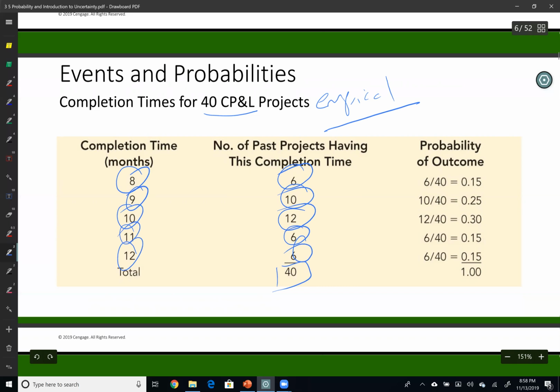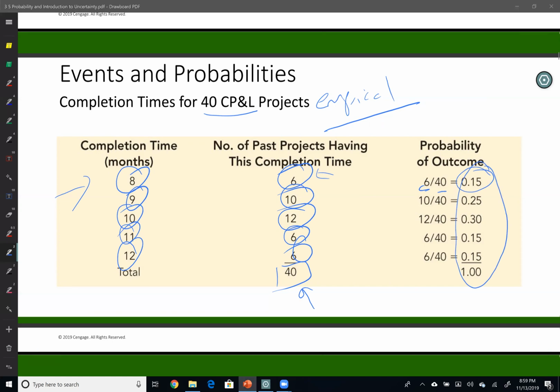So now we can calculate the probabilities. Basically, what's the probability that the project will be completed in 8 months? Number of times it happened, which is 6, divided by total number of trials, in this case 40. So it's going to give you 15%. And to be able to call something a probability distribution, all the probabilities need to add up to 1.